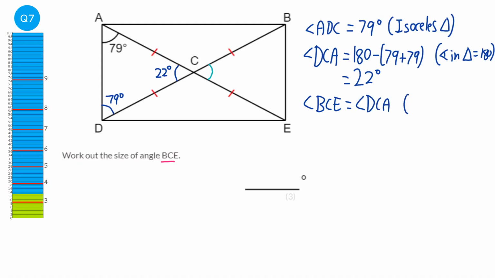And the reason for that is they are vertically opposite angles. So that's just going to equal 22 degrees.